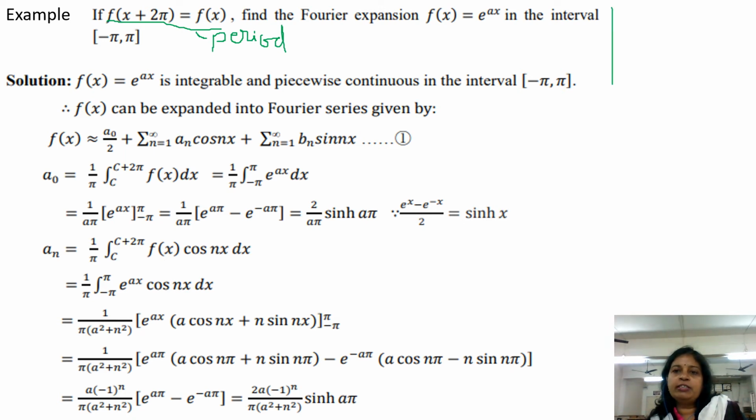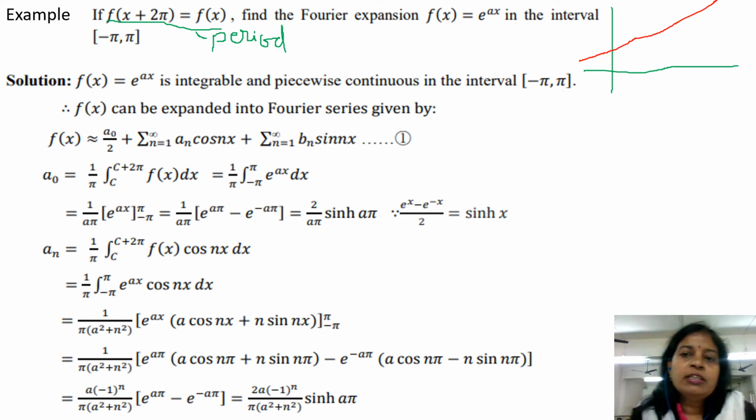Now e to the power of ax is neither even nor odd function, since its graph looks like this, and I have explained you what is even function. It is symmetric about y-axis. So now e to the power of this, you see this is not symmetric about y-axis, neither it is symmetric in first and third quadrant, which is for odd function. So this is neither even nor odd function. So we have to find out Fourier series which can be represented as a0 by 2 plus summation n is equal to 1 to infinity an cos nx plus summation n is equal to 1 to infinity bn sin nx.